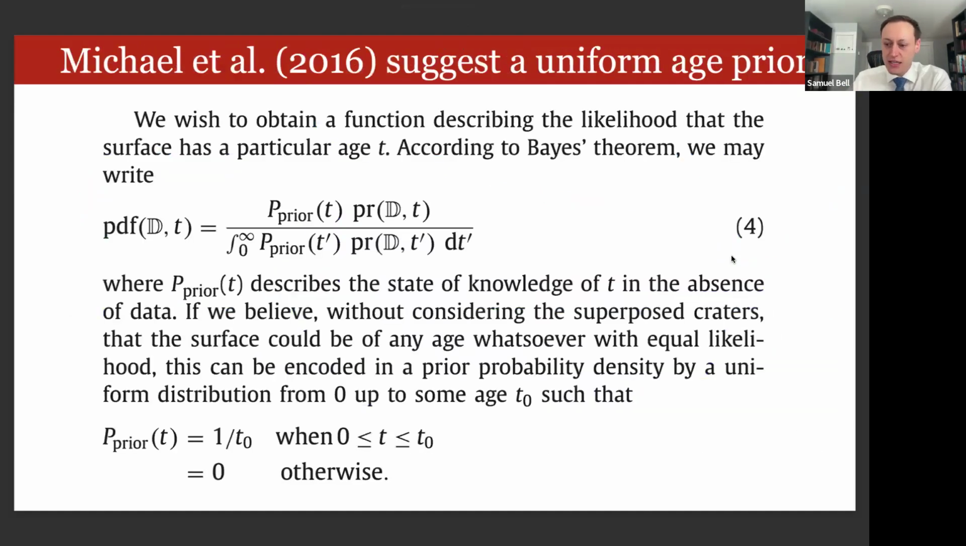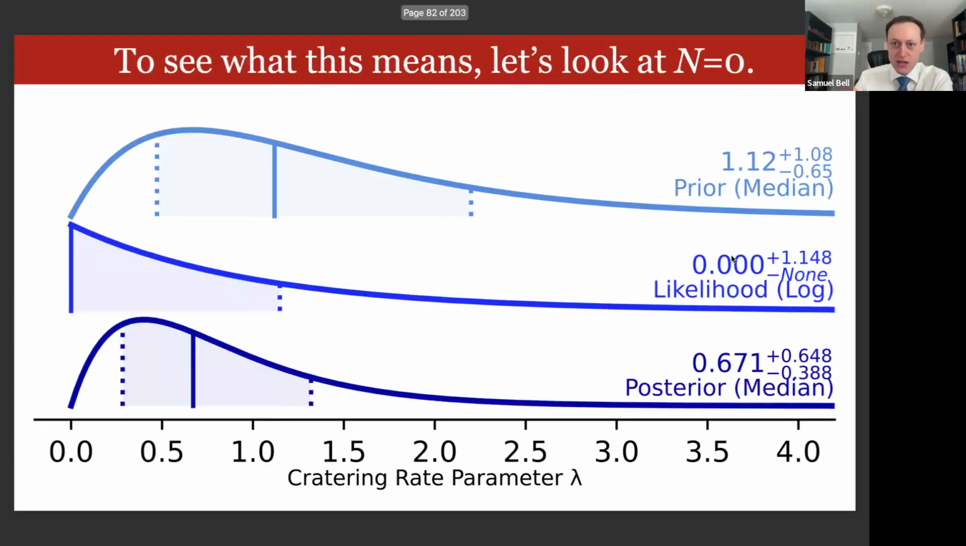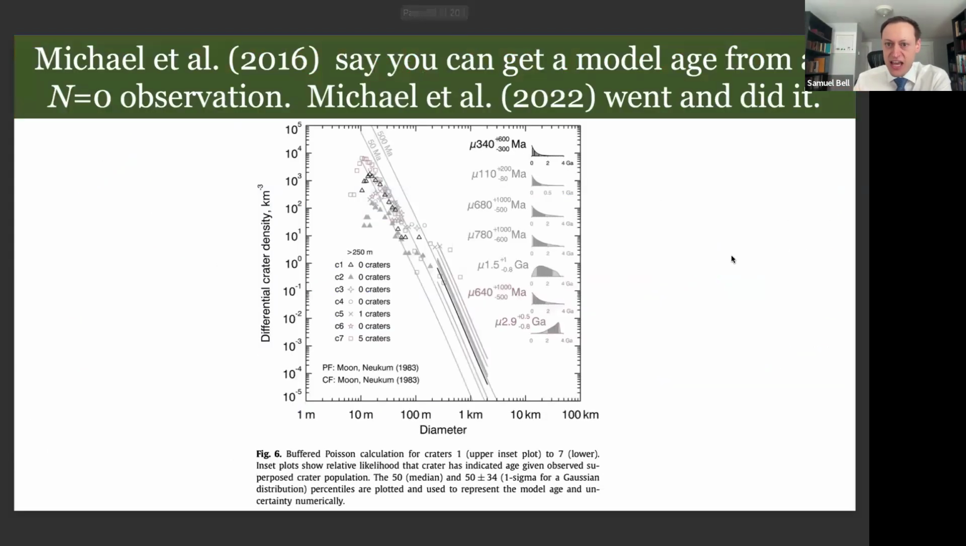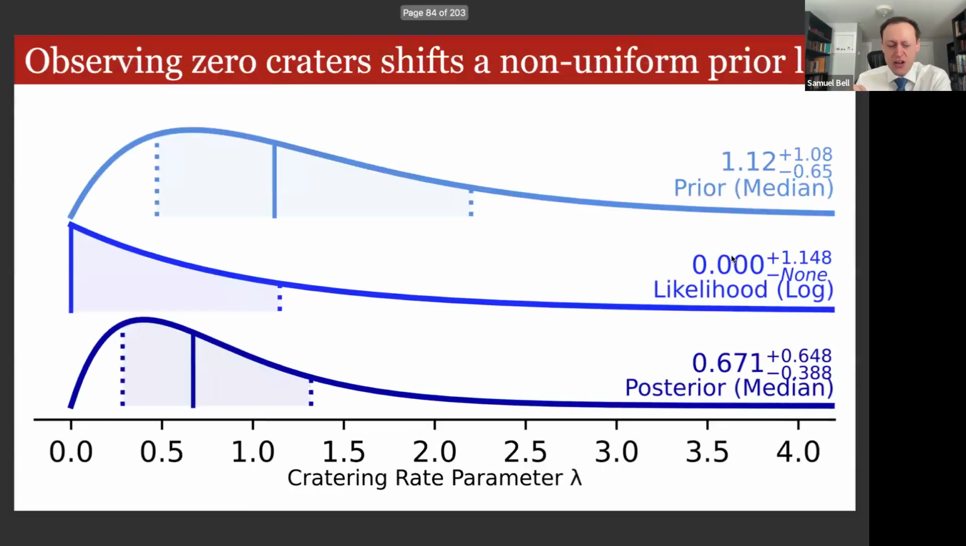Michael et al. 2016 suggest a uniform age prior. To see what this means, let's look at n of 0. They say you can get a model age from an n of 0 observation, and then they went and did it in 2022. But here's the thing.